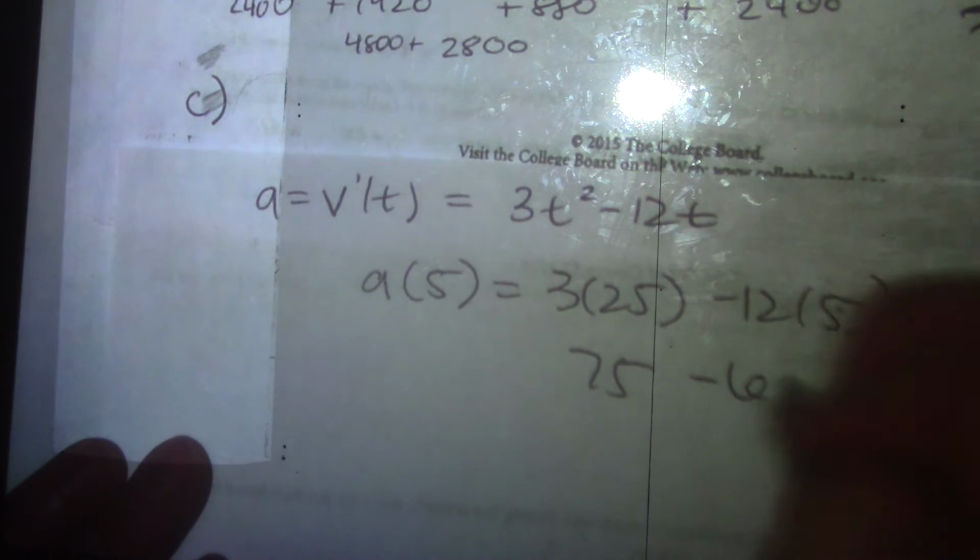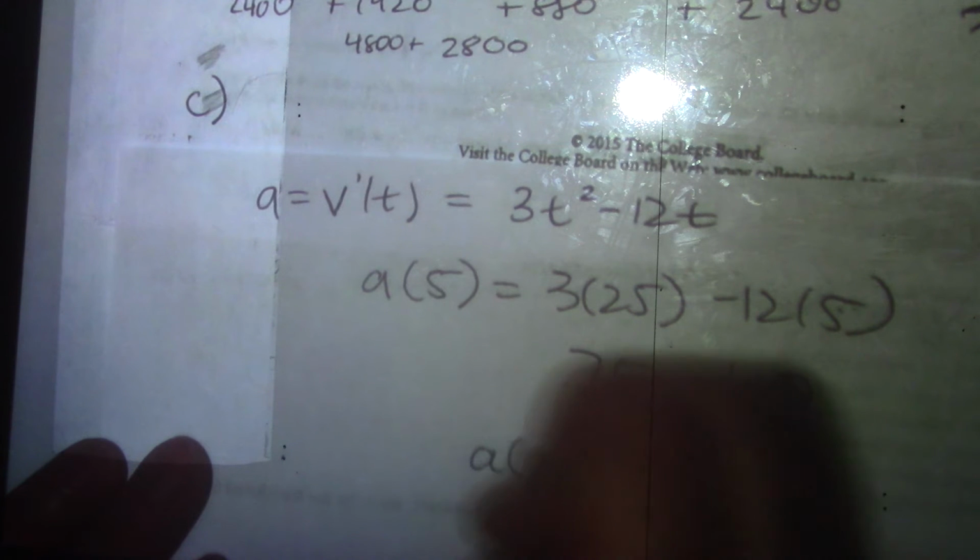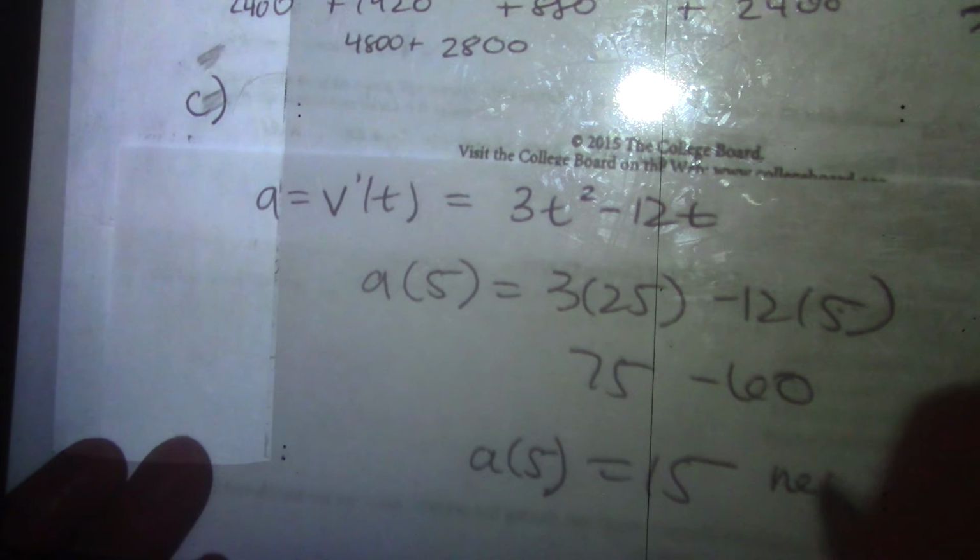So then acceleration at 5 is just 3 times 25 minus 12 times 5. 3 times 25 is 75. 12 times 5 is 60. So then that gives me 15. We're going to put our units. That's meters per minute. Oh, is it meters per minute? Yeah, meters per minute squared, because Bob is still meters and minutes.